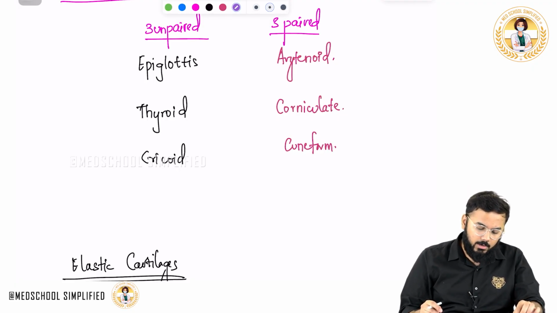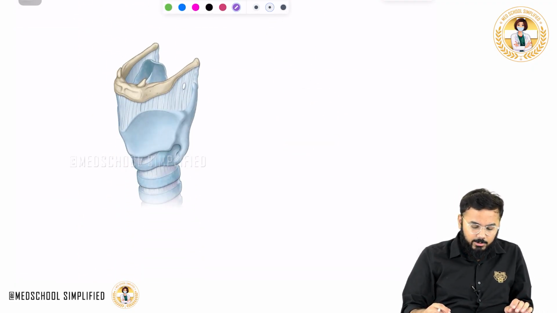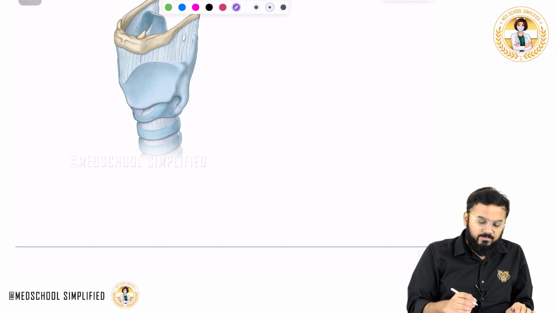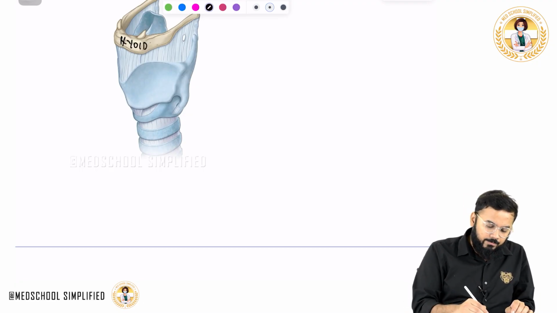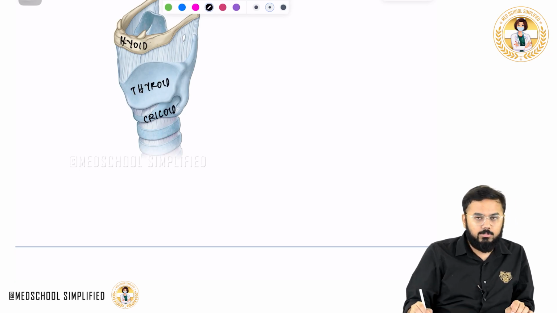We have discussed the epiglottis and arytenoid. Let me show you a picture also, and then let us go back. This is your hyoid bone. Beneath the hyoid bone, this particular cartilage is called the thyroid cartilage. Beneath the thyroid you have the cricoid cartilage. This is your cricoid cartilage.